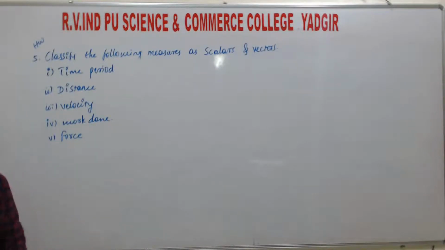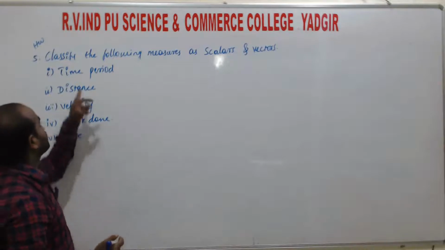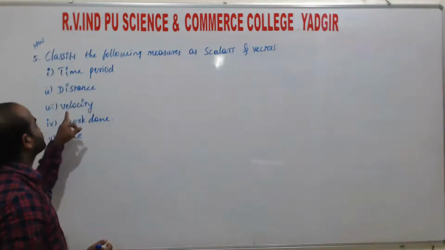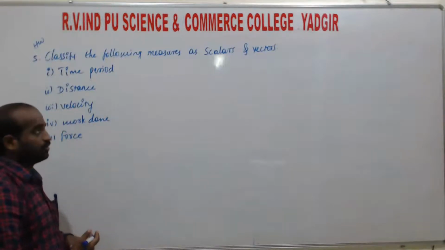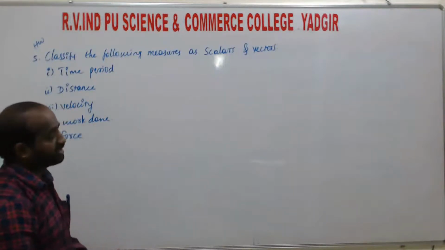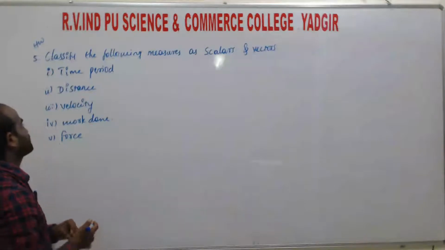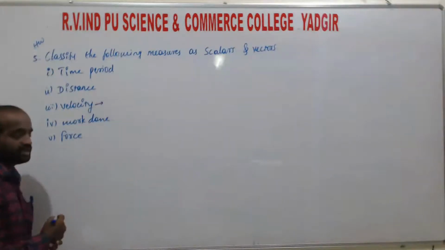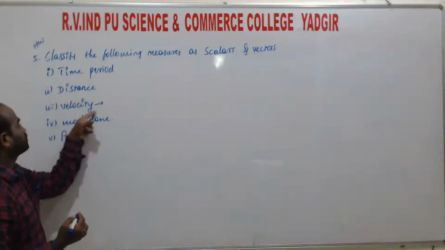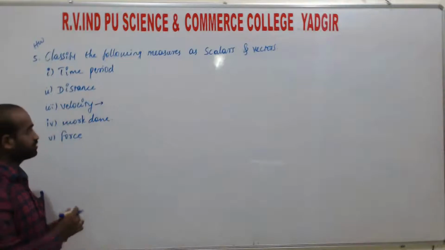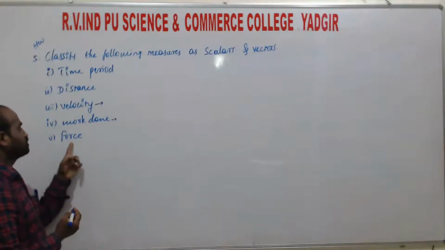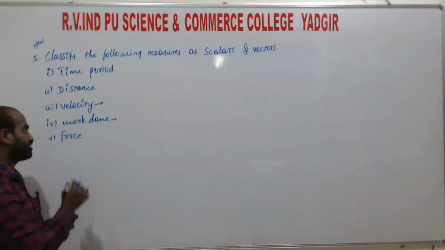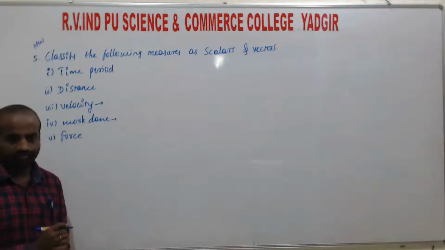These are very simple. Time period, distance, velocity, work done, force. Time period is scalar, distance is also scalar. Velocity involves both magnitude and direction. Work done involves only magnitude, so it is scalar. Force involves both magnitude and direction. This is vector.